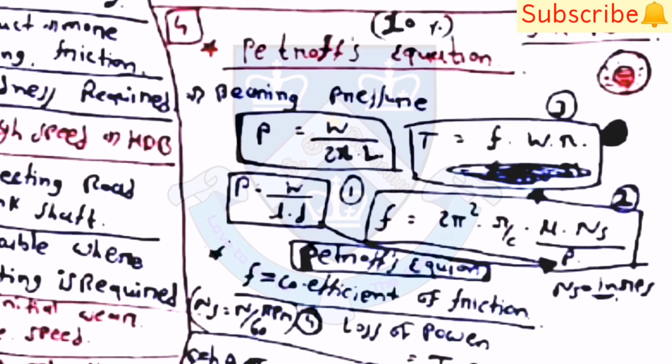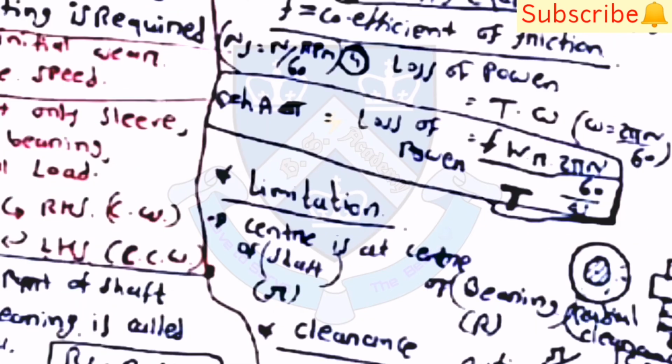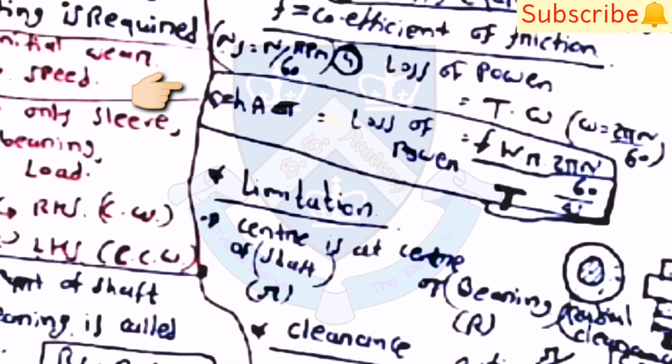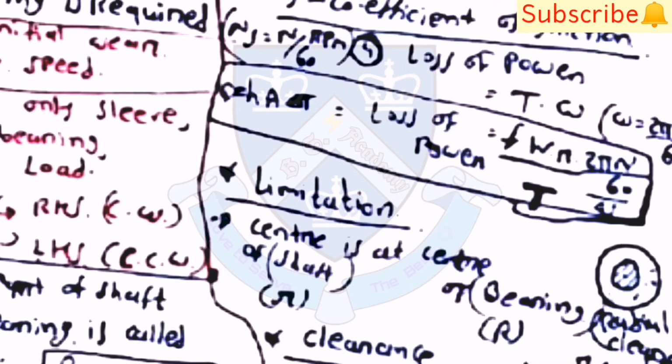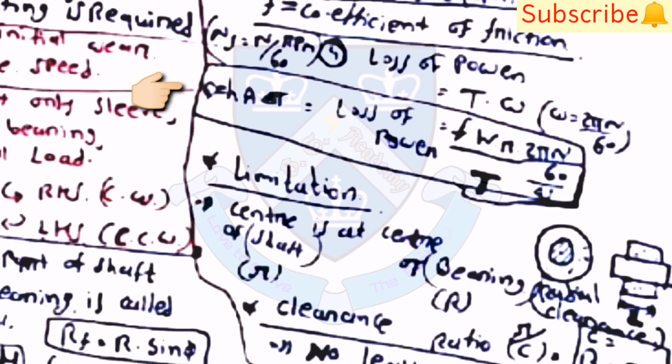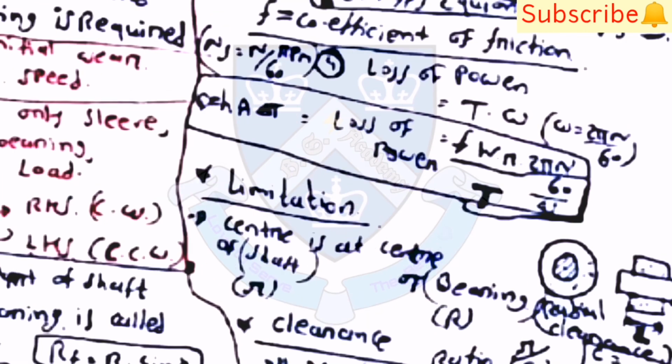Now Petrov's equation: P is equal to W by 2 into R into L, where P is equal to bearing pressure, and T is equal to F into W into R. Then P is equal to W by L into D, and F is equal to 2 pi square into R by C into mu NS by P, which is known as Petrov's equation. Then loss of power is equal to F into W into R into 2 pi N by 60. Then Q is equal to HA delta T. From these two equations, questions have been asked many times.